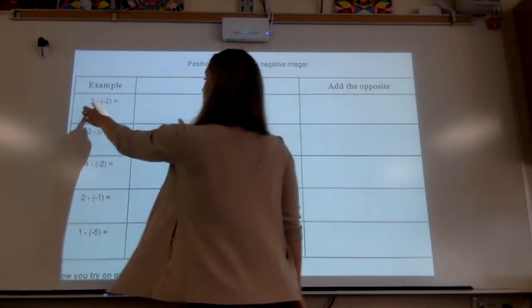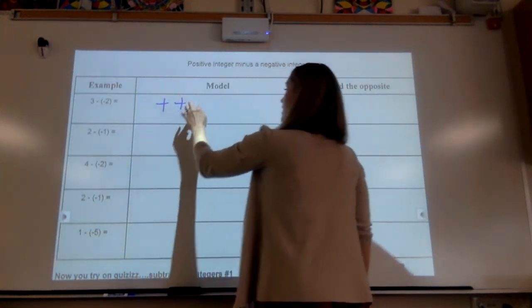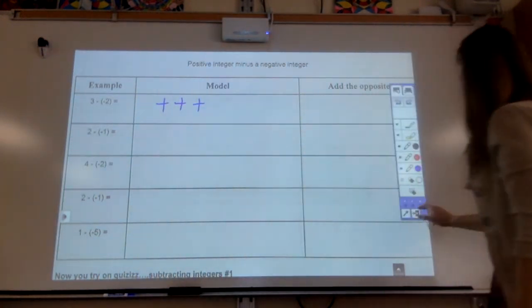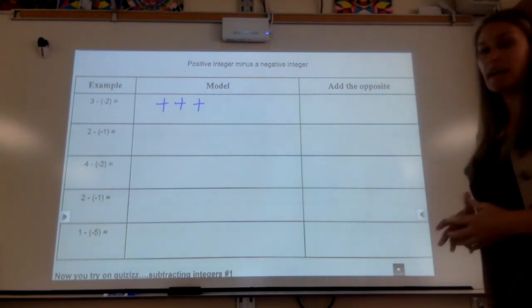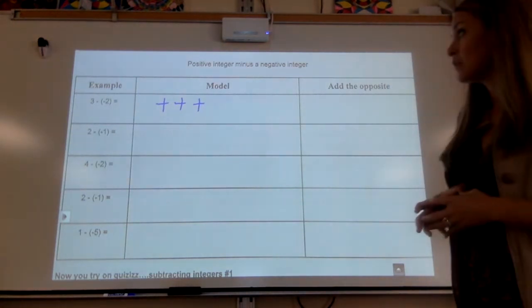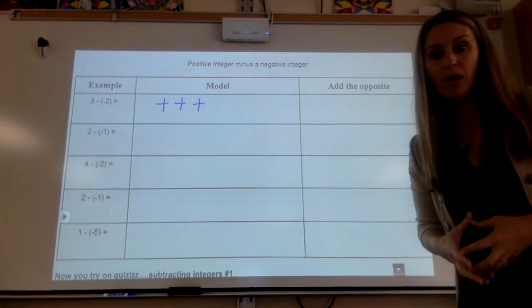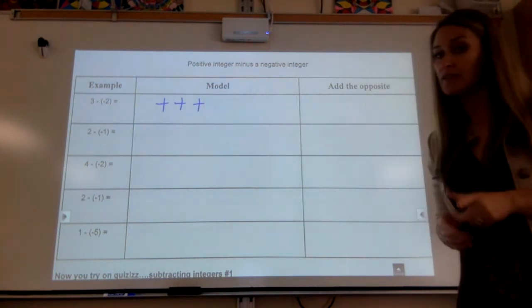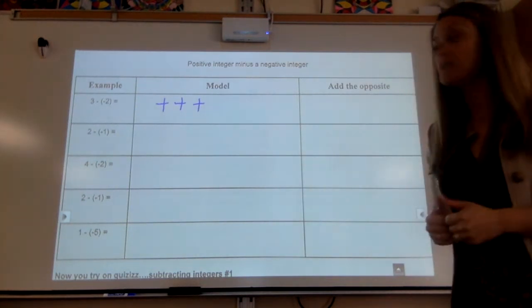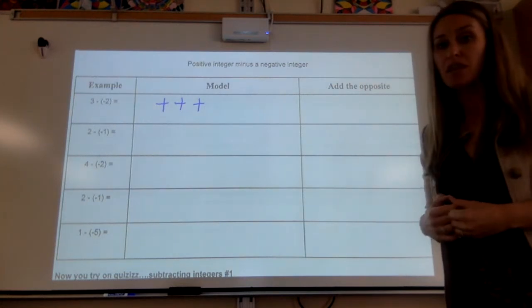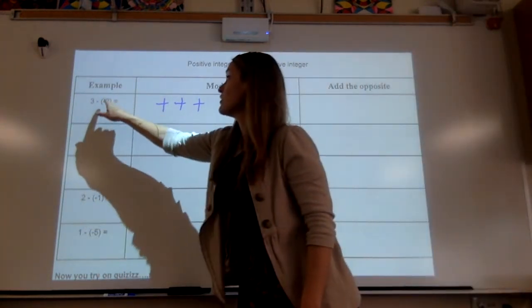So again, we're starting with 3 positives, and they want to know, can we take away 2 negatives? Well, there are not 2 negatives there to take away, right? Now, some of you might already know the answer to this because you've done it on iReady, and that's great. But some of you, this is the first time you're seeing it. I'm looking to take away 2 negatives.